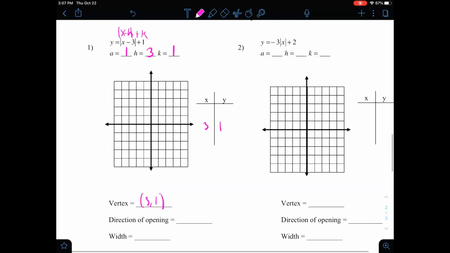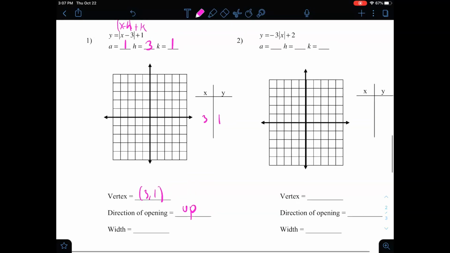Direction of opening, is it going to open up or open down? Is a positive? A is a 1 in front of here. Is that going to be positive or negative? It's positive, so it's going to open up. And the width is the absolute value of a, which is 1. That equals 1, right? So the width is actually going to stay the same, because it's not bigger than 1 or less than 1. It's equal to the parent graph, basically.